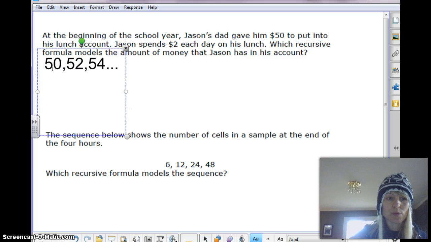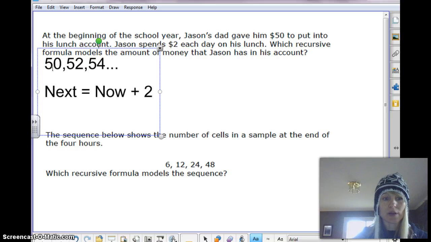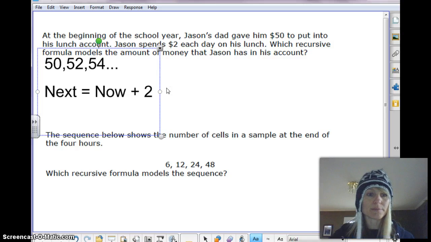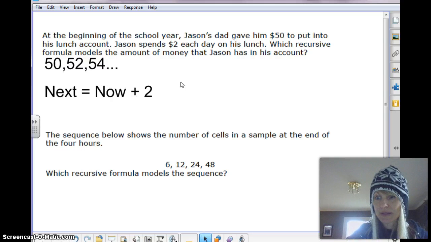To get the next number, I take what I have now, which in this case is 54, and I add 2 to it because it's $2 each day. So that's the next-now equation. I take what I have now and add 2 to it each time. It's that simple, and there are lots of these on your state test.